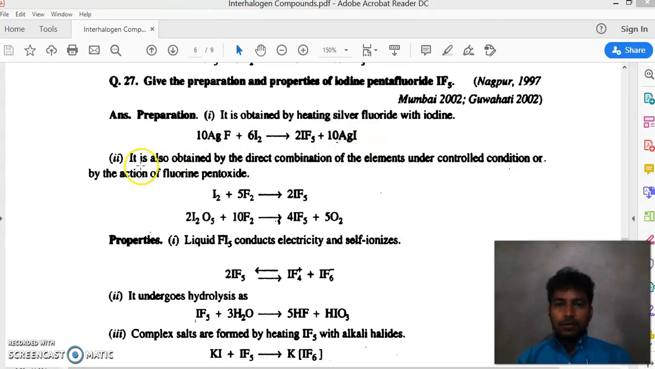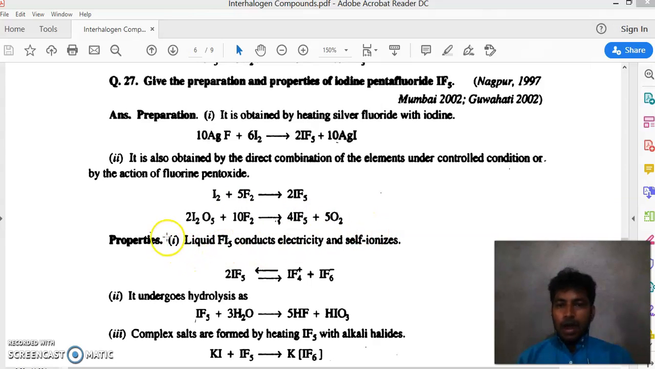In the second method, the preparation involves two steps. First, when iodine and fluorine react with each other, they form iodine pentafluoride, and further, when iodine pentoxide reacts with fluorine, it also forms iodine pentafluoride.